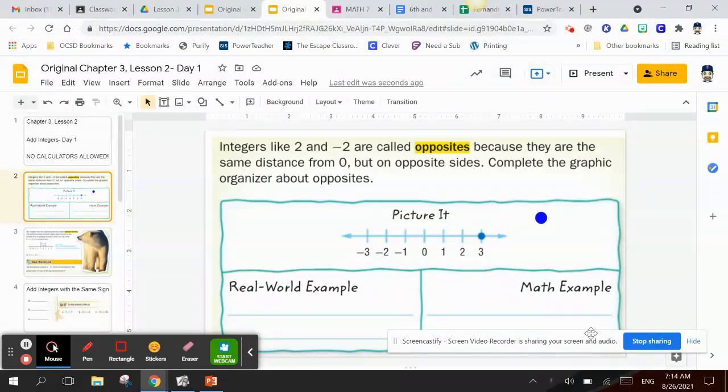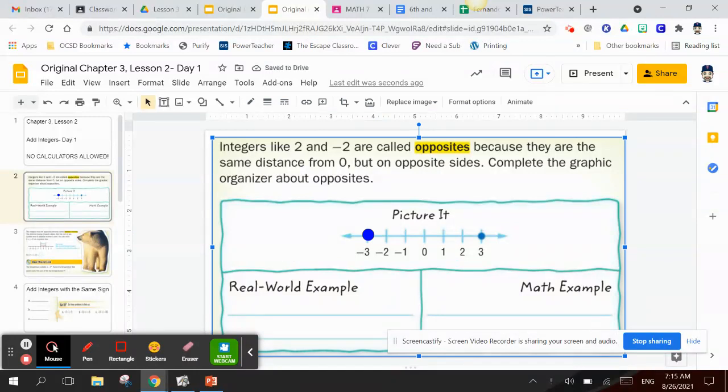So if here we have 3, the opposite of 3 would be how many to 0? That would be 1, 2, 3. So I have to go 3 more to the other side. So 1, 2, 3. So the opposite of 3 is -3.